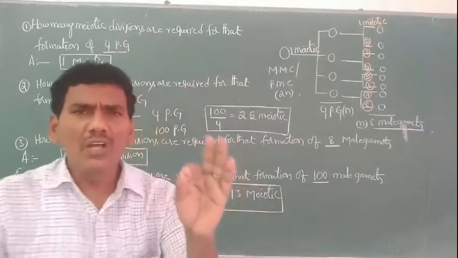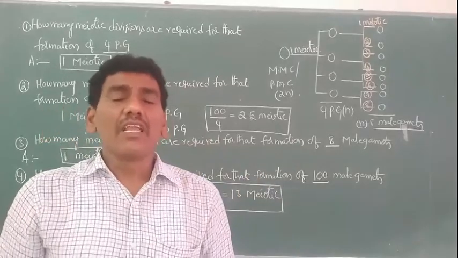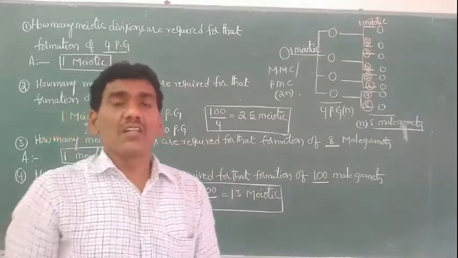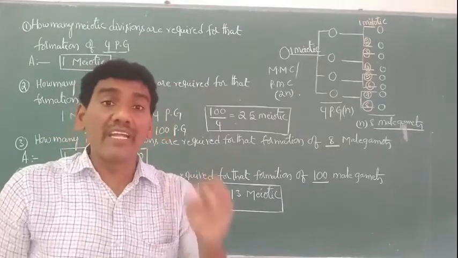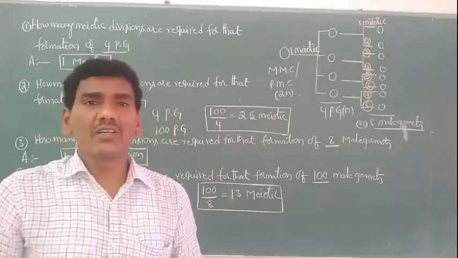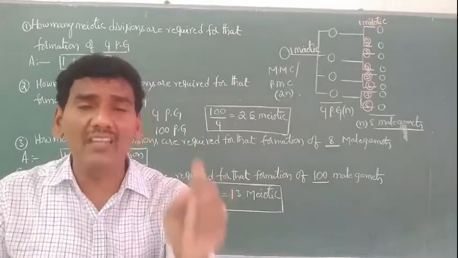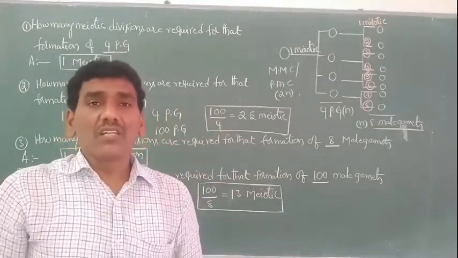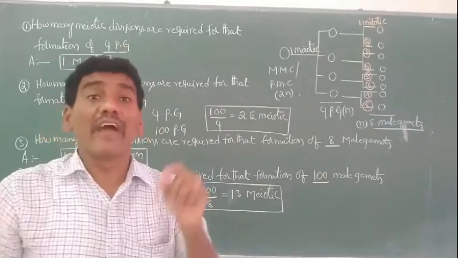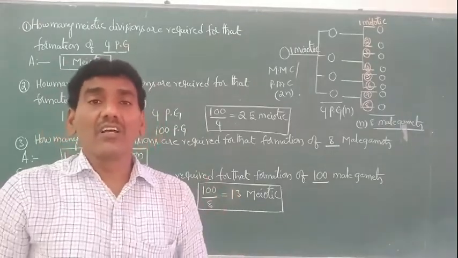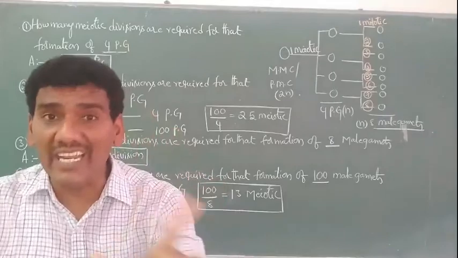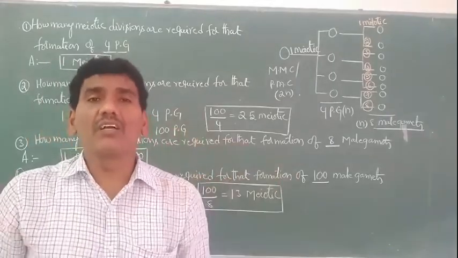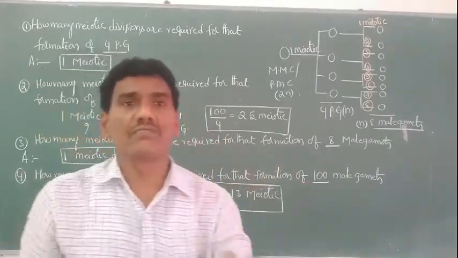Very simple answers. In the examination, if the pollen grains are given, to find out the meiotic divisions, divide the given number of pollen grains by 4. If the male gametes are given, to find out the meiotic divisions, divide the given male gametes by 8.